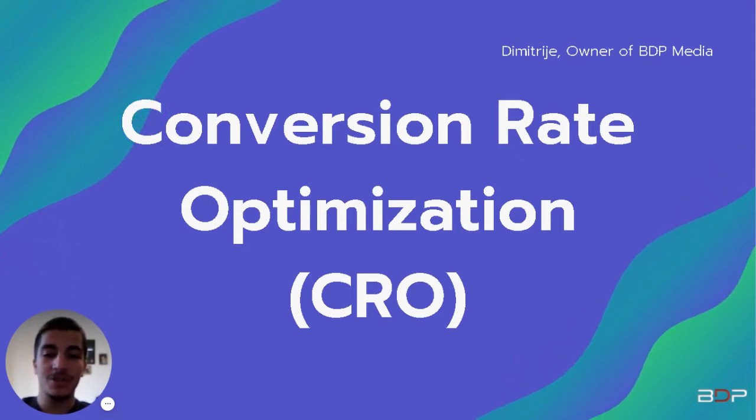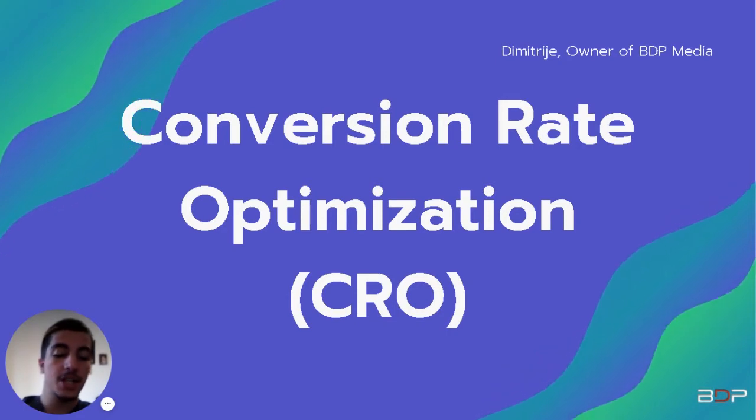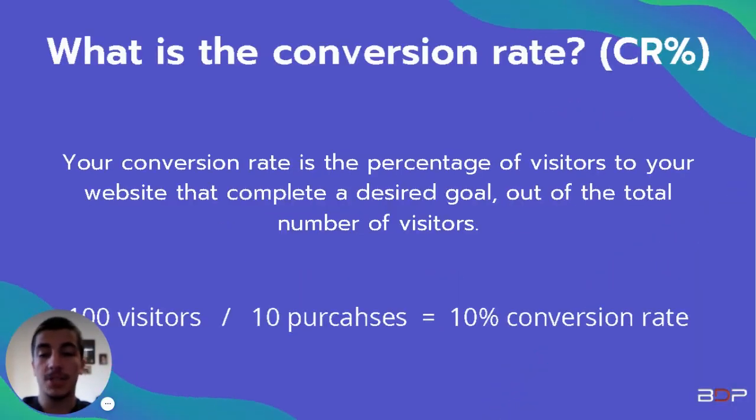So conversion rate optimization, or CRO in short, is when you're optimizing your website for purchases. Your conversion rate is the percentage of visitors on your website that complete the desired goal out of the total number of visitors. For example, if you have 100 visitors and 10 purchases, your conversion rate is 10%. So from all the people that come to your website, 10% will actually buy the product.